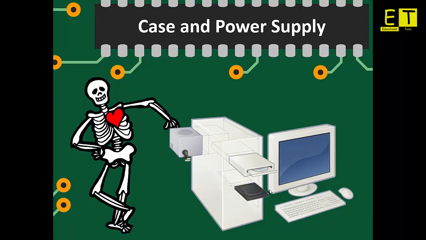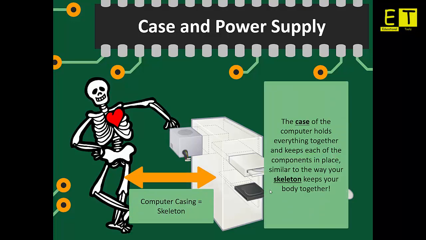Let's get started. Here you can see a skeleton with a heart, and you can see a power supply unit and a case. So let's see the connection between the computer devices and the human body parts. So the computer casing is considered to be the same as the skeleton. So the case of the computer holds everything together like the skeleton, and it keeps each of the components in place, similar to the way your skeleton keeps your body together.